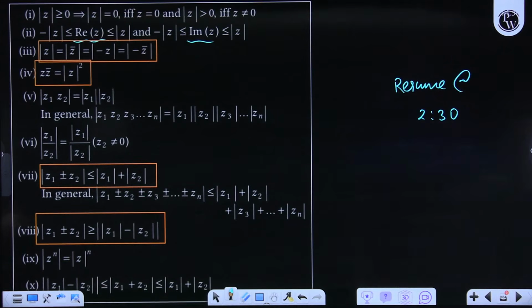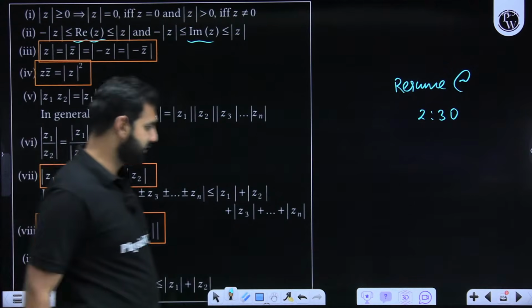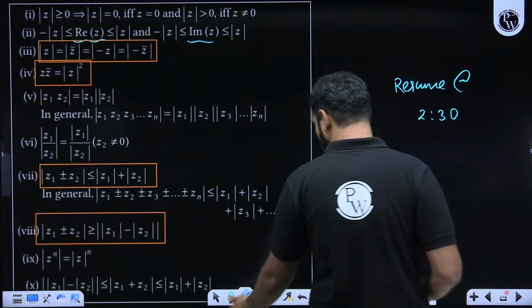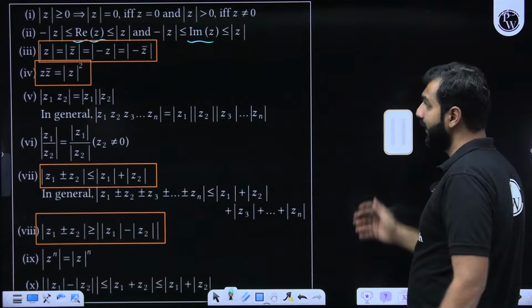I hope the issue is resolved now. I am very properly visible to all the participants. Now let's resume it again. Can we continue now? Students, just give me a response. I hope it's properly visible and it's not lagging anymore.